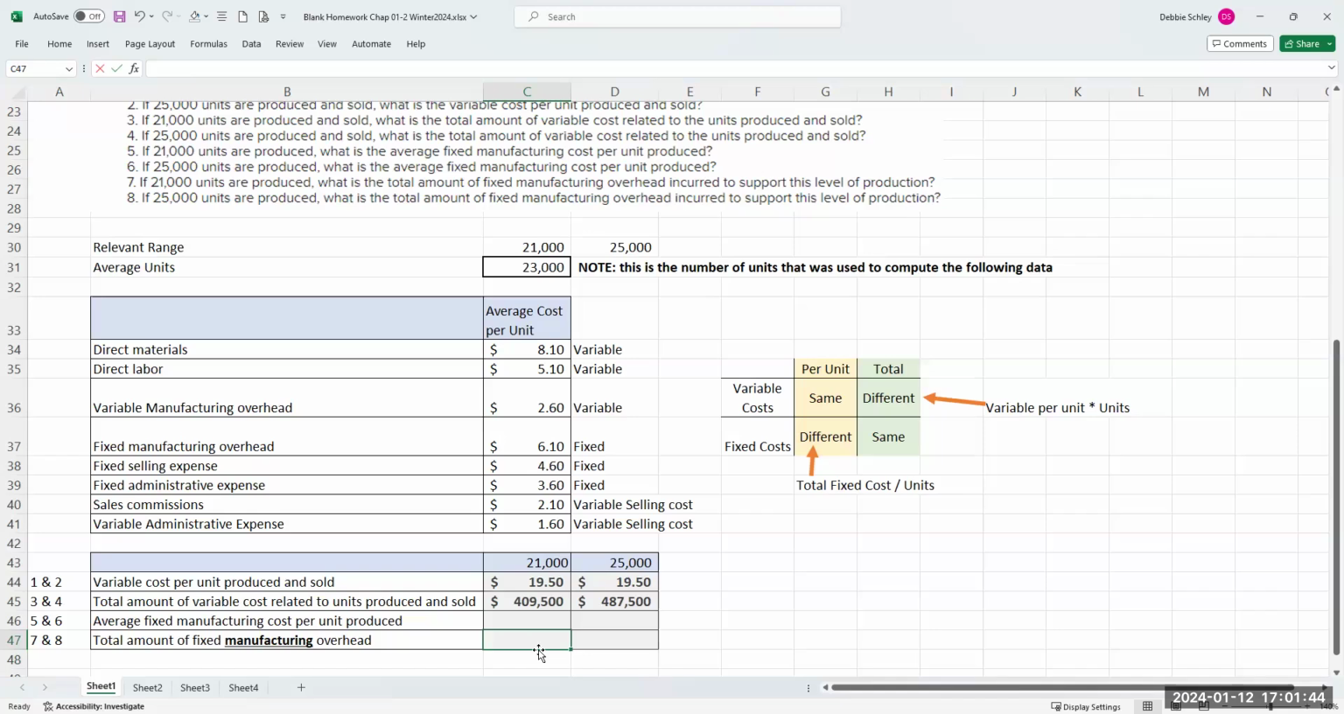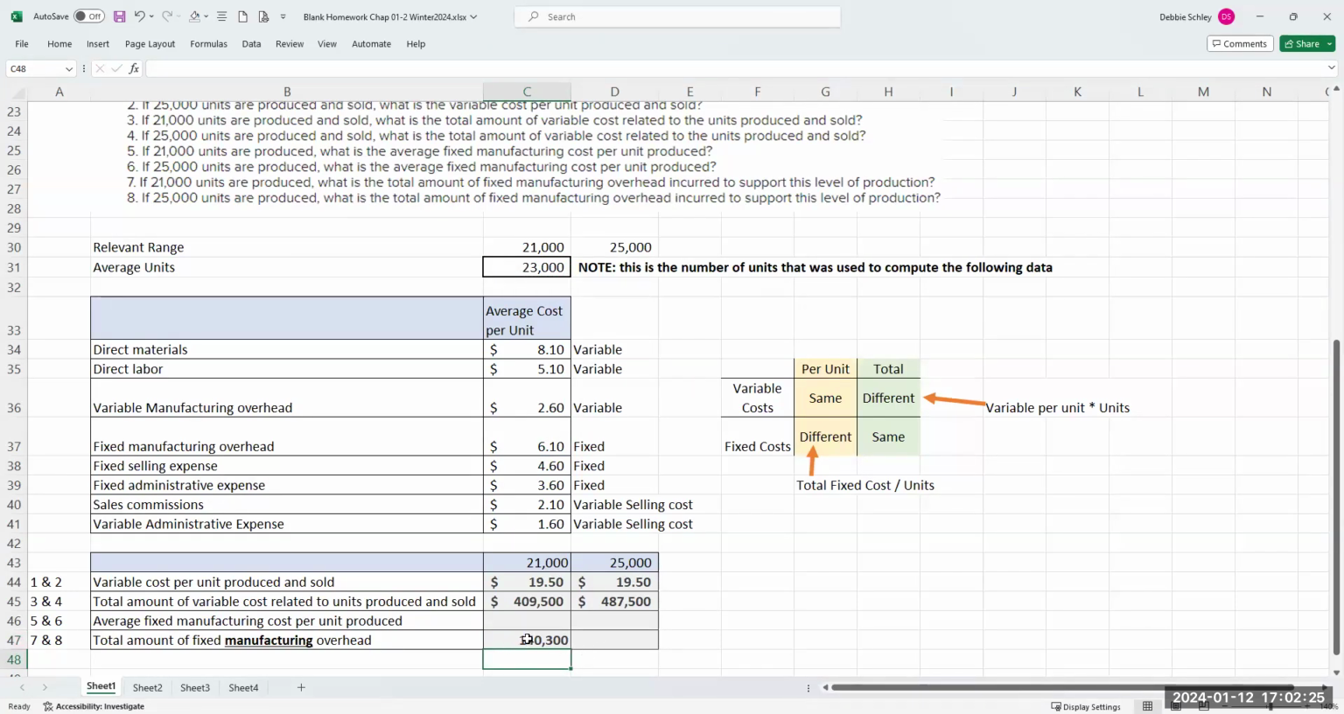Okay, so if you'll recall, the fixed remains the same. So in order to find out the total fixed manufacturing overhead, I have to multiply the $6.10 by the number of units that were used to create the chart. So for mine, it's this average unit of 23,000. And that's how I find out the total amount of fixed manufacturing overhead. So again, that will be the 610, but it is multiplied by the average units that were used to make this chart.